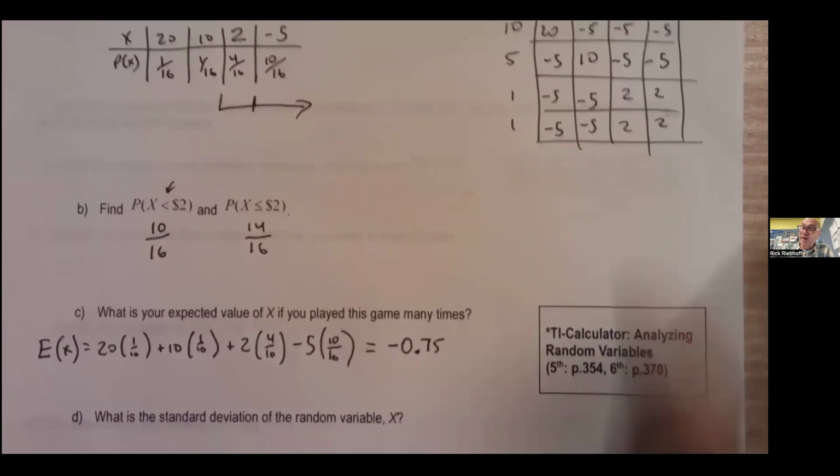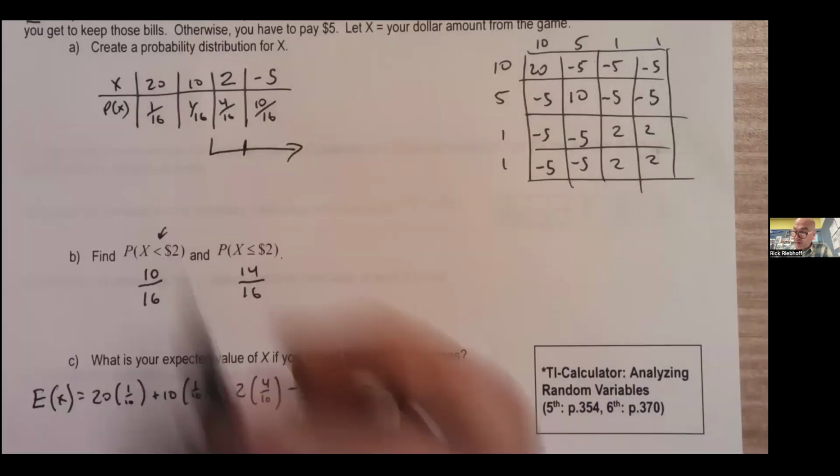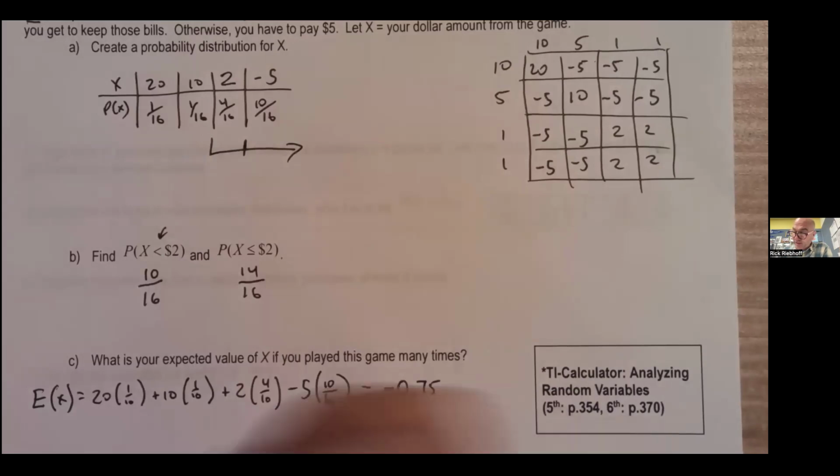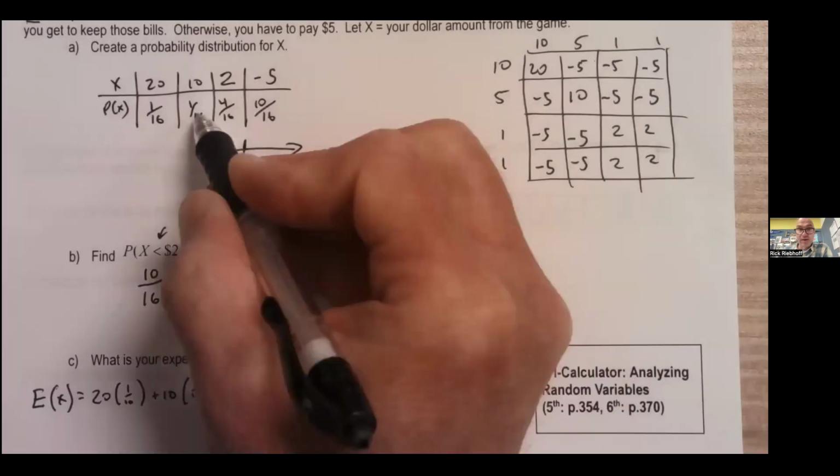All right, let's find the standard deviation, right? So the expected value is this, right? So for the first one, it's going to be 20, my first outcome, minus this, so minus negative 0.75. I'm going to square that, multiply by the probability, 1/16. And then I'm going to add the next one. That's going to be 10 minus negative 0.75 squared times another 1/16, right?